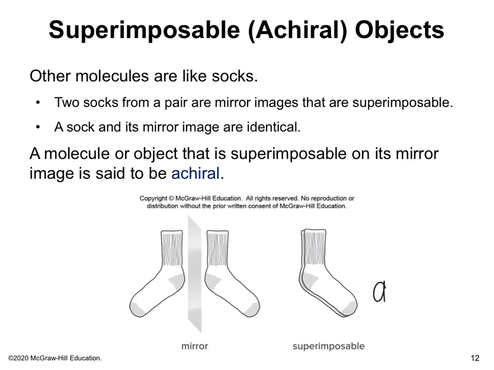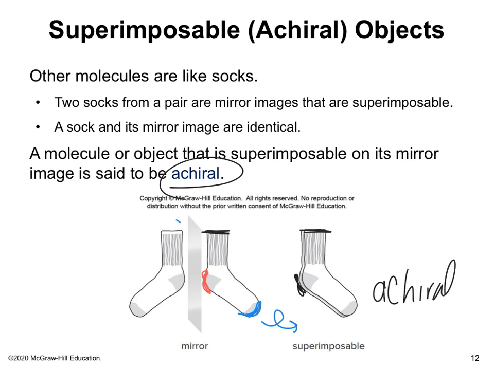Socks are achiral. How do you know that? Okay, so here when you draw the mirror image, you can see that that's your heel and that's your toe. Now when you rotate this, the top still stays the top. The bottom still stays the bottom. And it looks like they rotated this one. They rotated this mirror image.